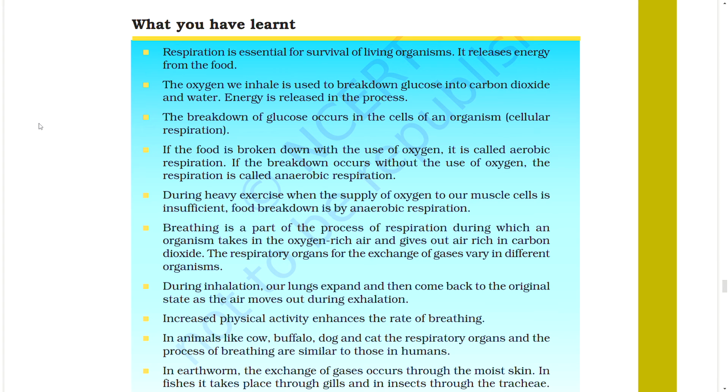What you have learned? Respiration is essential for survival of living organisms. It releases energy from the food. The oxygen we inhale is used to break down glucose into carbon dioxide and water. Energy is released in the process. The breakdown of glucose occurs in the cells of an organism.